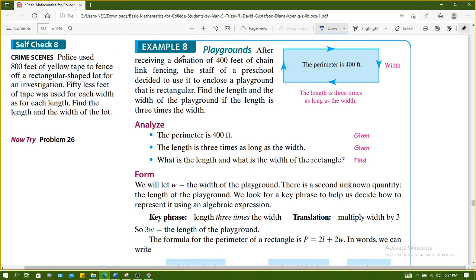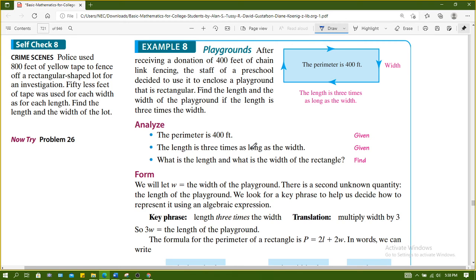Playgrounds. After receiving a donation of 400 feet of chain link fencing, the staff of a preschool decided to use it to enclose a playground that is rectangular. Find the length and the width of the playground if the length is 3 times the width. So the given is the perimeter, 400 feet. Chain link fencing means perimeter, the line around your rectangle.